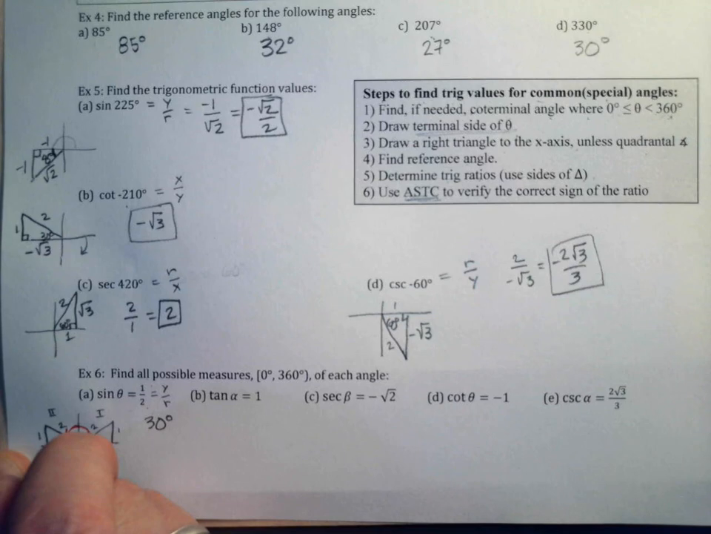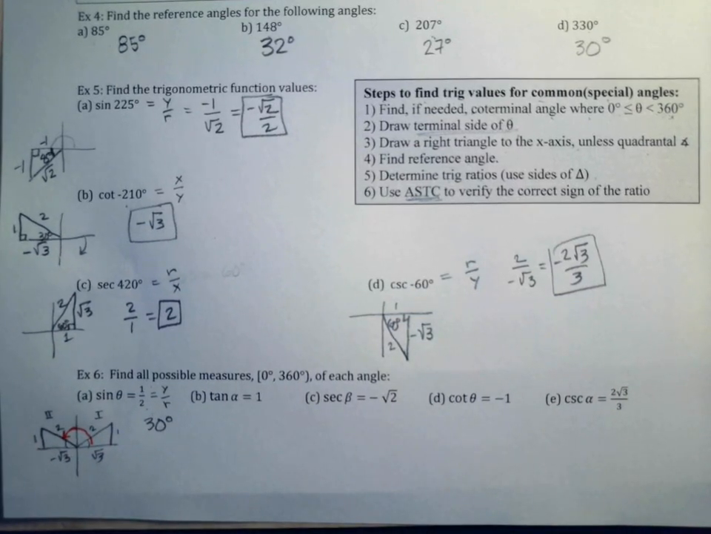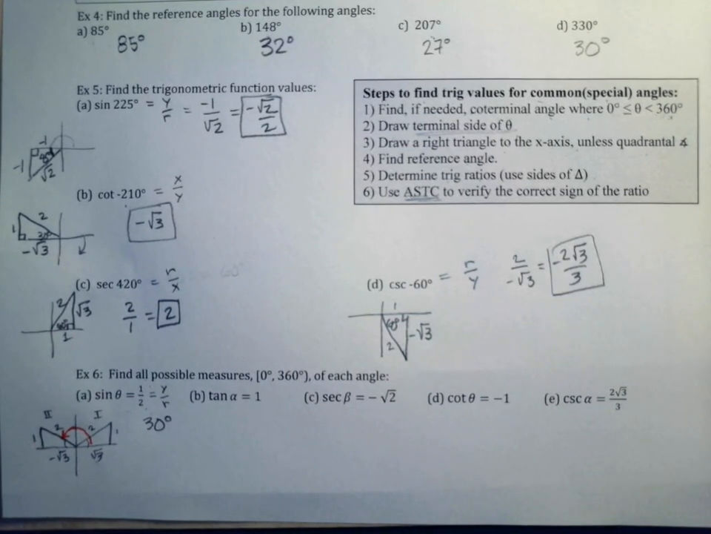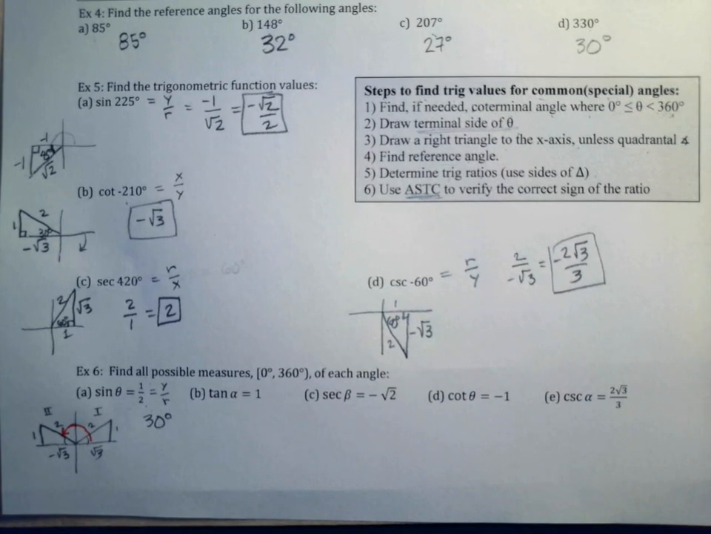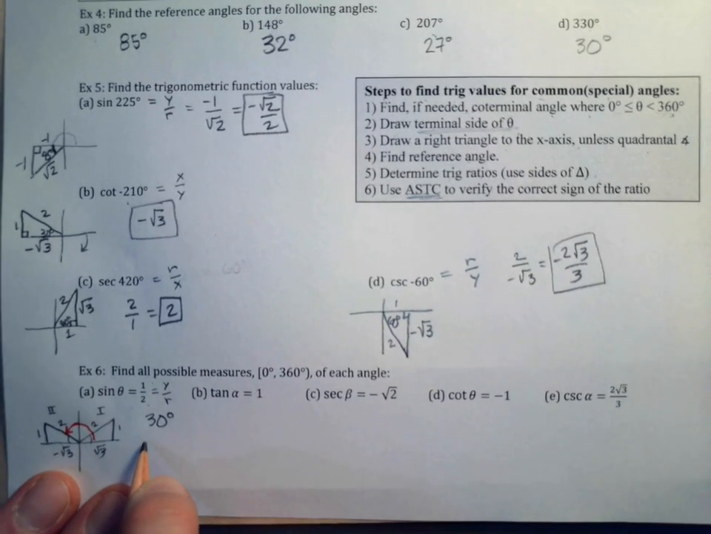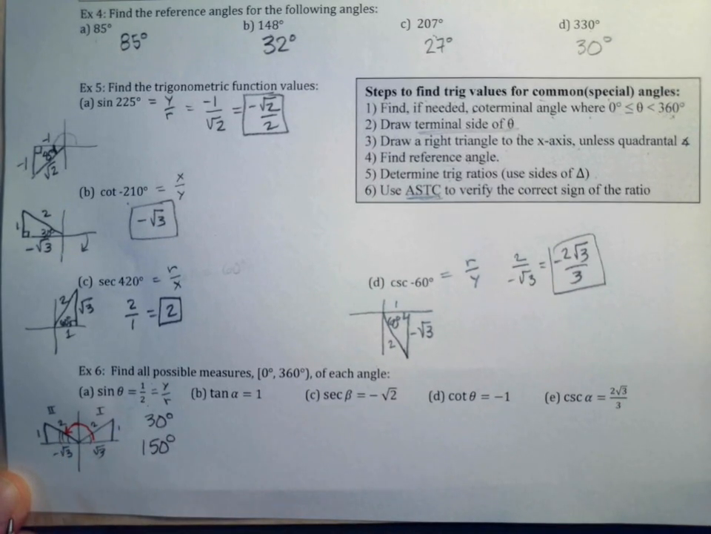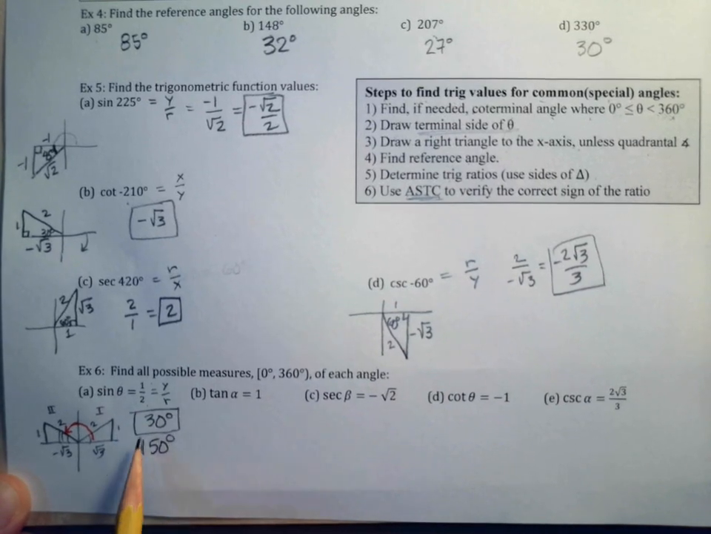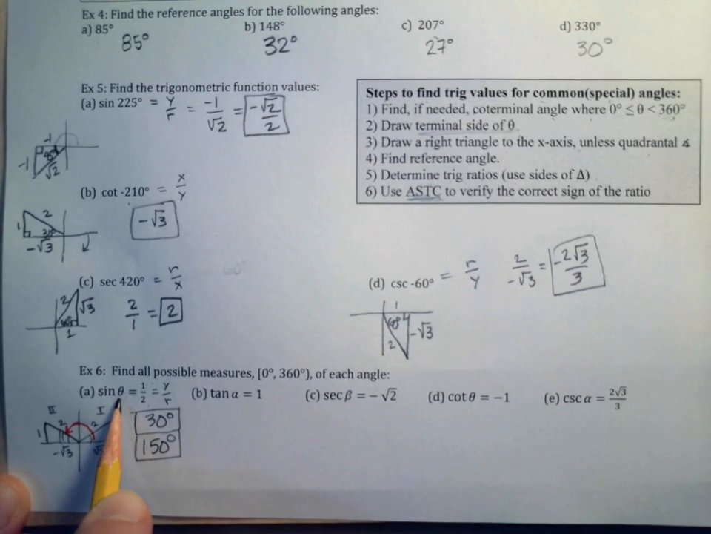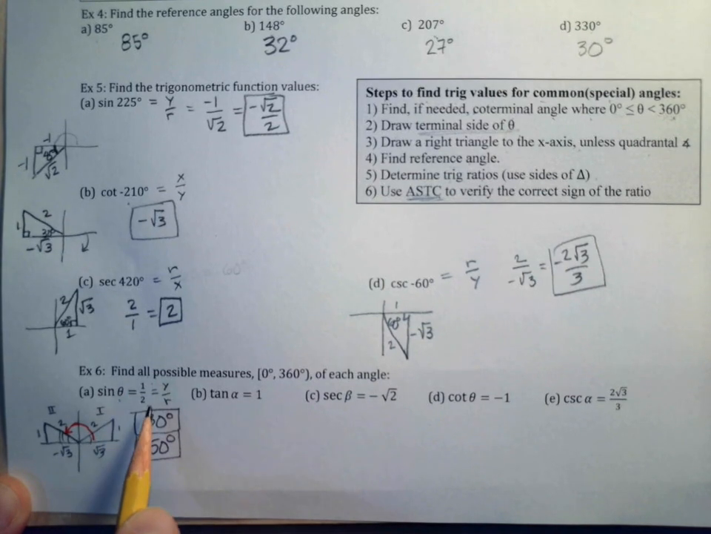We're looking to find that angle. And that angle is not 30, right? That angle is 150 degrees. 30 degrees shy of 180, if you want to think of it that way. Okay, so these are our two angles that theta could be. Both sine of 30 and sine of 150 are 1/2.